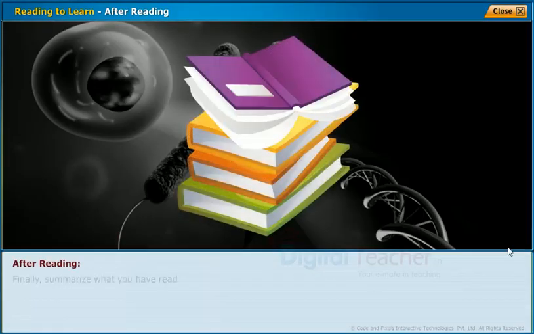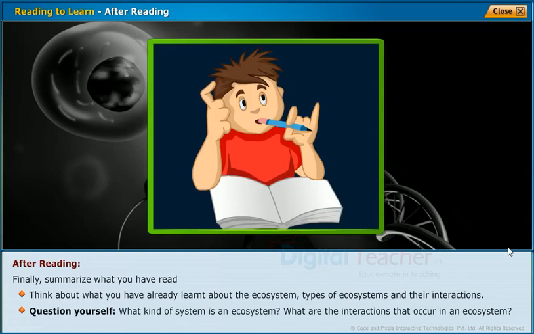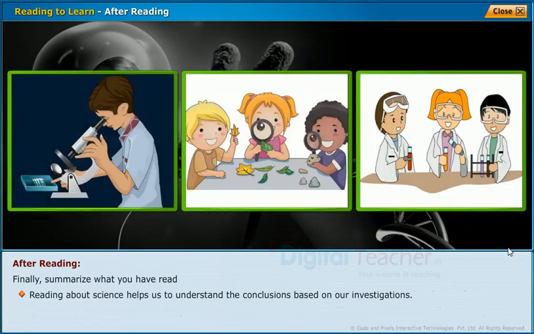After reading, finally, summarize what you have read. Think about what you have already learned about the ecosystem, types of ecosystems, and their interactions. Question yourself. What kind of system is an ecosystem? What are the interactions that occur in an ecosystem? Reading about science helps us to understand the conclusions based on our investigations. Now, let us learn about the other scientific method, writing to communicate.